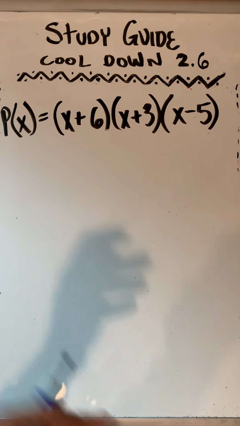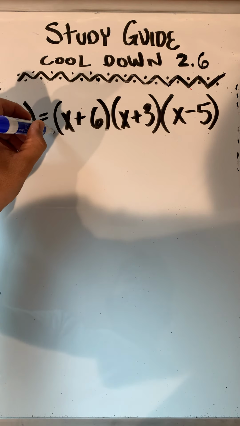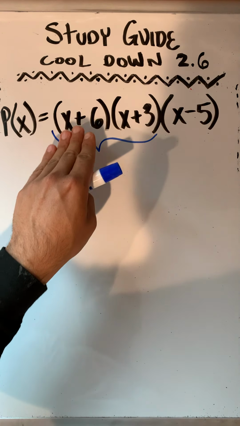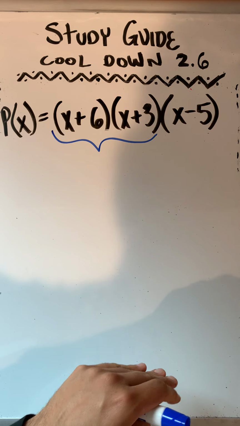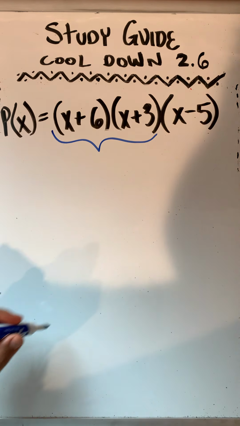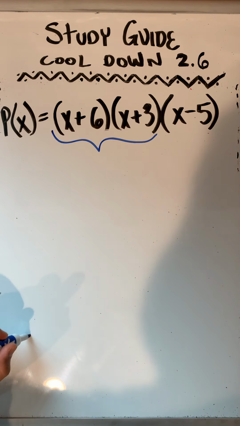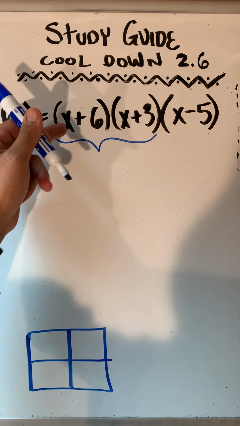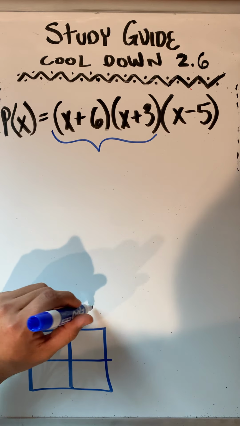So let's get going. My recommendation is to multiply the first two binomials, x plus 6, x plus 3. You can use the box method for that, which I will place, let's say down here. I think that worked out nicely in the other video. x plus 6 goes on top.